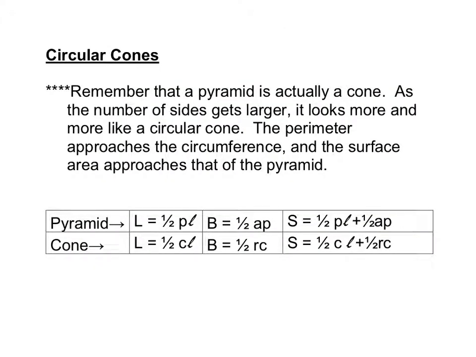Now let's remember that a pyramid is actually a cone. So as the number of the sides get larger, it looks more and more like a circular cone, and the perimeter approaches the circumference, and so the surface area approaches what we would expect for a pyramid. So instead of the perimeter times the slant height, we will take the circumference times the slant height. And for the base, instead of taking the perimeter, we're going to take the circumference. That's really the only difference.